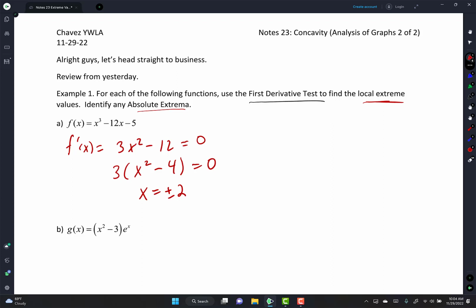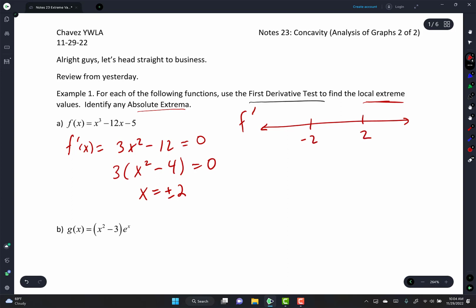All right, now I'm going to do a railroad track. I don't think that's the right thing to call it, but that's what I've been calling it. I think it's called testing your critical points using a number line or something like that. All right, so here we go. All I'm doing is plugging in values. A value to the left of -2, a value between -2 and 2, and a value to the right of 2 into my derivative.